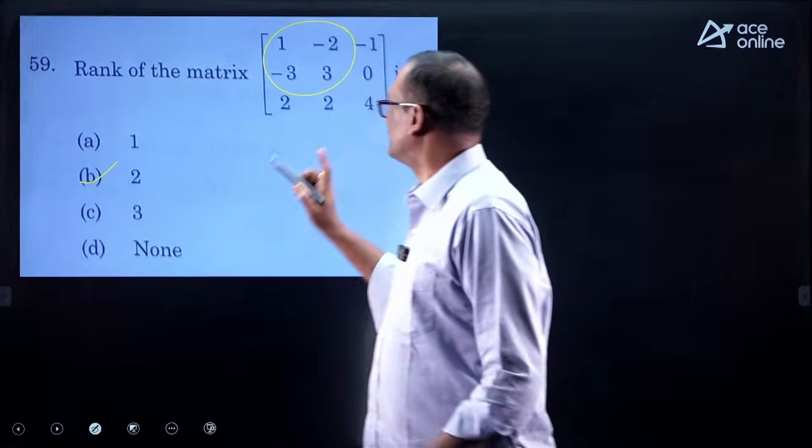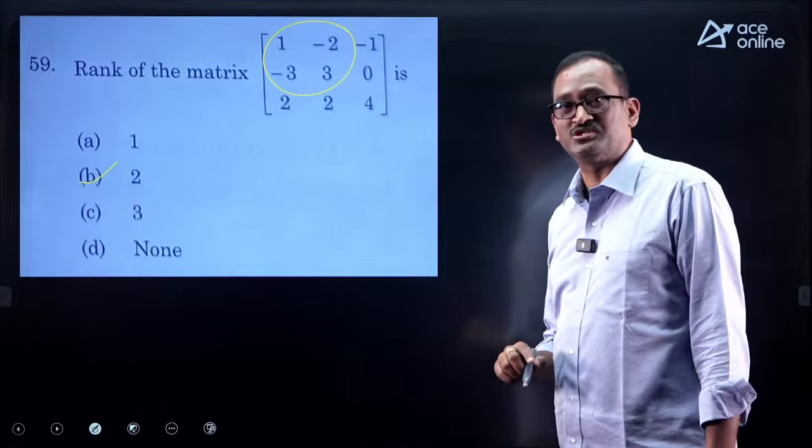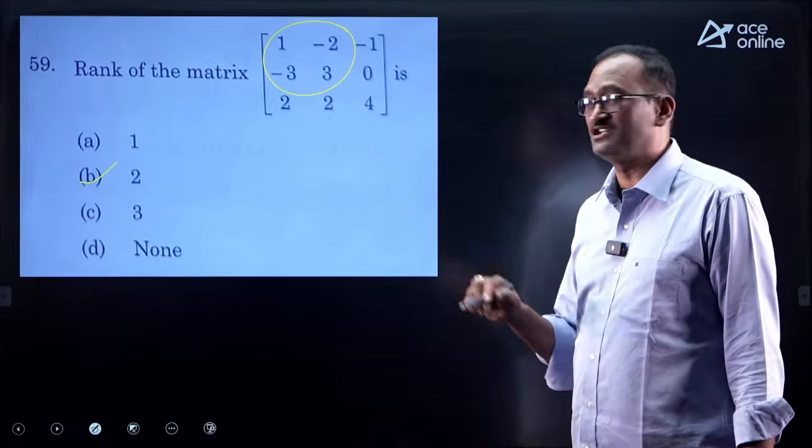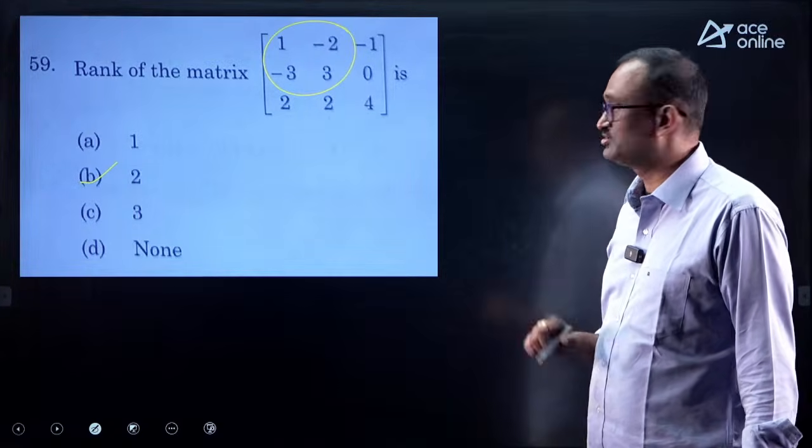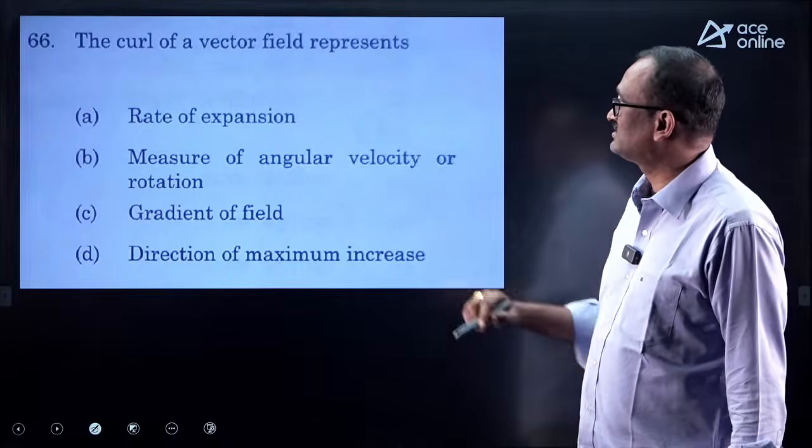So one of the determinants of the 2 by 2 matrix is not equal to 0, so rank 2. You can verify the determinant of the 3 by 3 matrix is 0. So rank should be less than 3, and hence rank 2.